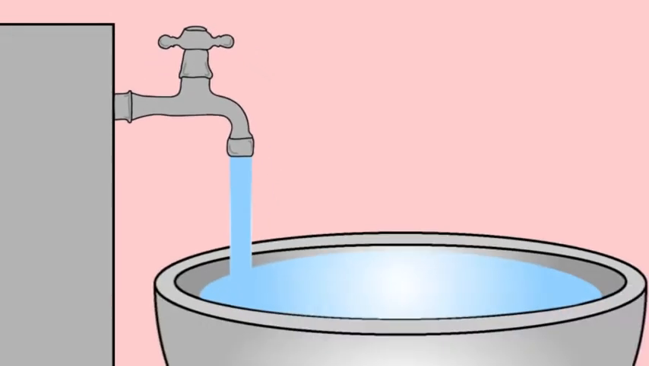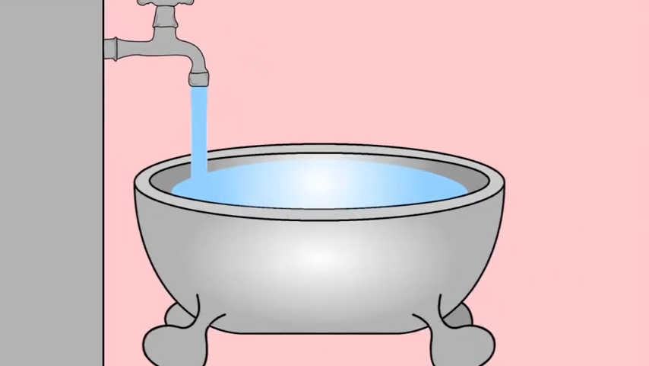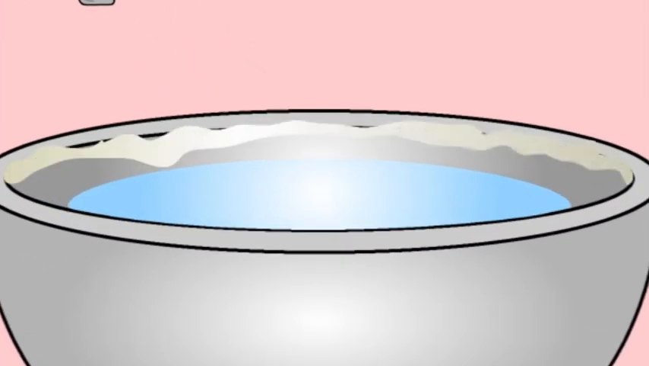But if you use well or tap water, it's sometimes difficult to get a lather and a scum forms. In this case, we say the water is hard. Hardness is usually caused by the presence of calcium ions dissolved in the water.